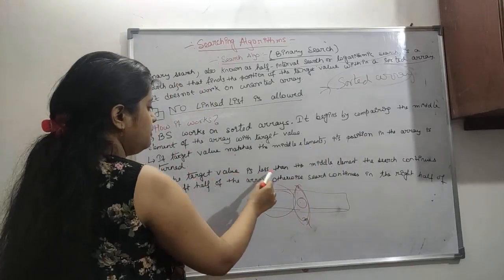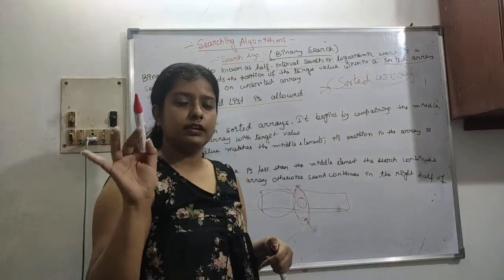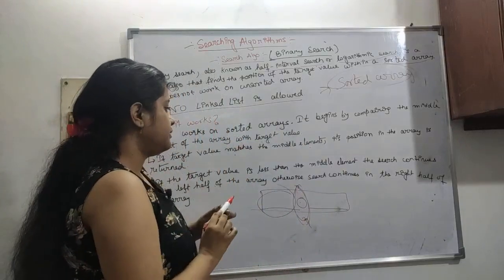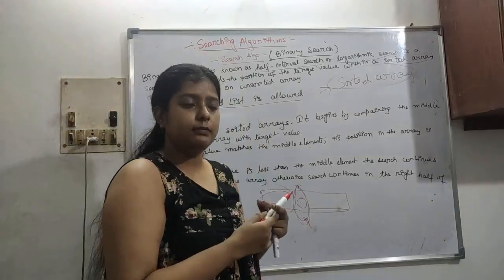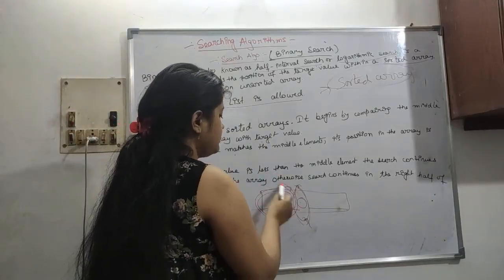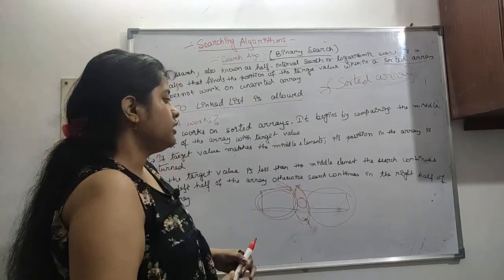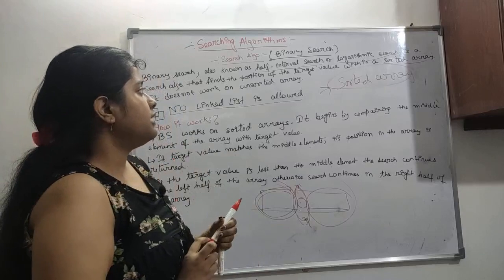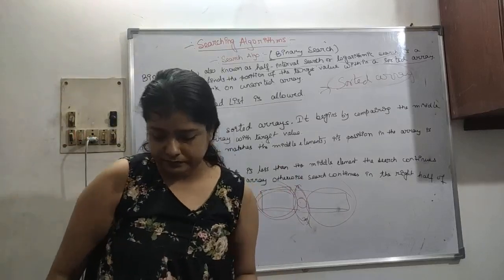If the middle element is not equal to the target element, and the target value is less than the middle element, then we have to search in the left part, or else we have to search in the right part. So this is basically the idea behind binary search. Now we will see the algorithm, then the time complexity.